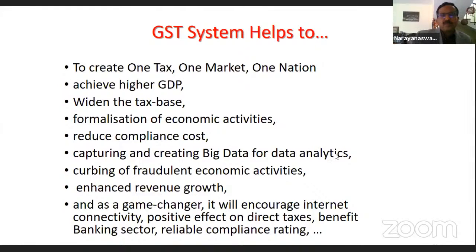Big data is not only for finding the evaders, but also to formulate our own policies. What kind of items we have to manufacture in India, what we need not import from outside, what is the demand? There are so many, an endless kind of area. Then obviously, fraudulent economic activities will be curtailed, because it is not just tax evasion, all the fraudulent things are connected with each other. It helps us to increase the revenue. It will bring a lot of buoyancy into it.